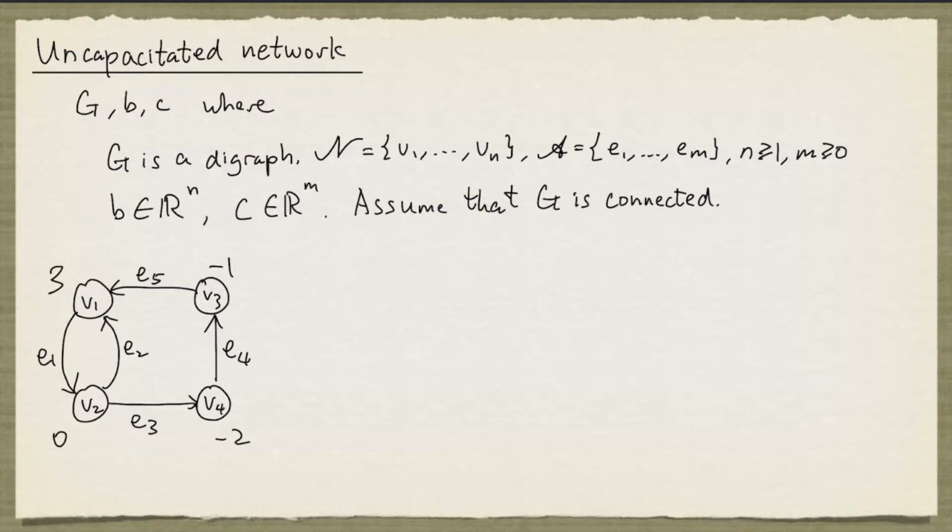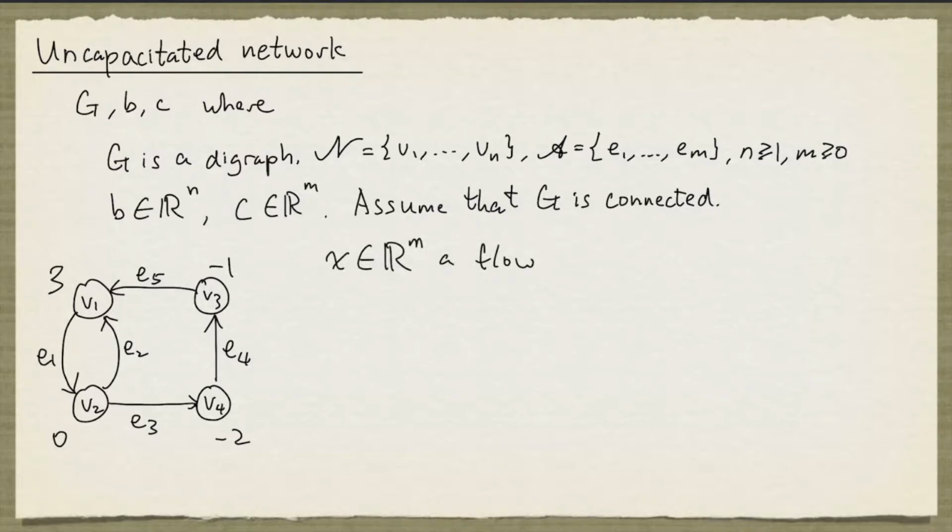For the node Vi, if Bi is positive, we call that node a source. If Bi is negative, we call it a sink. And if Bi is 0, we call that node an intermediate node. And the entries of C denote the cost per unit of material moving along the corresponding arcs. Here, we have a digraph, and the entries next to the nodes are the B values. So the C values are not specified here.